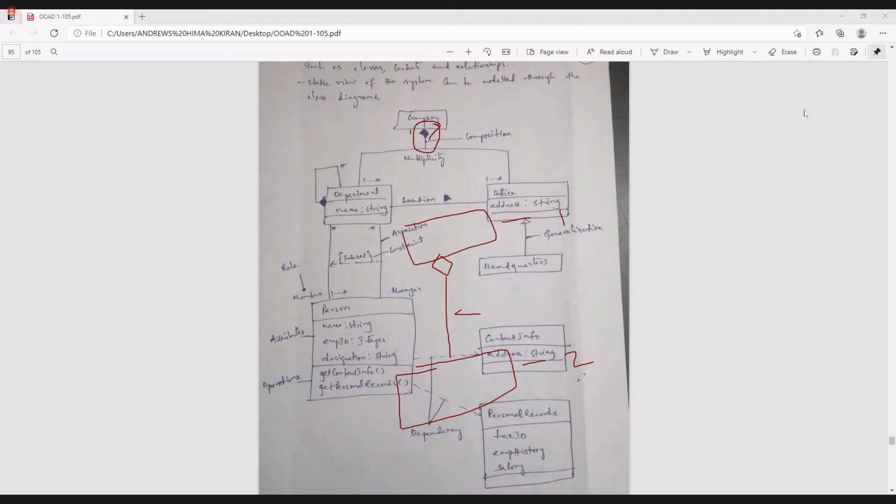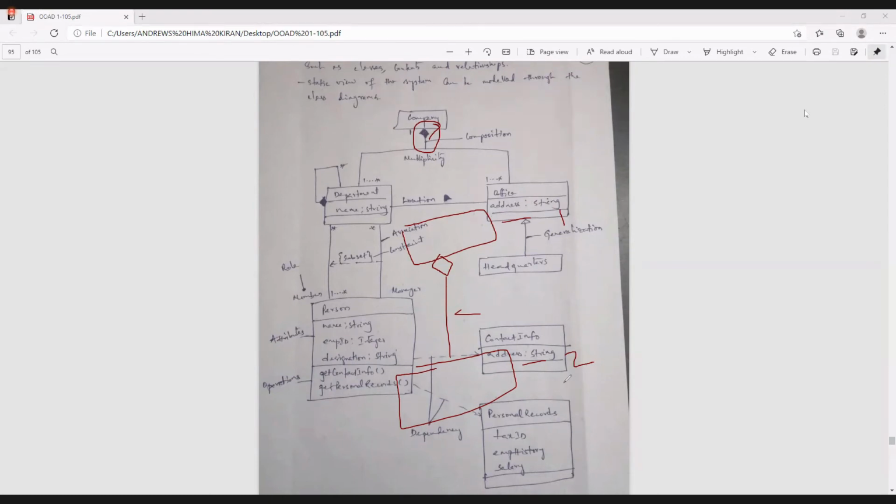So now let me explain what composition means. I said that composition is a special kind of aggregation which specifies the relation between whole part and subpart only. But the only difference between aggregation and composition is that composition emphasizes the strong ownership of the whole part and subpart, whereas aggregation won't emphasize the ownership.